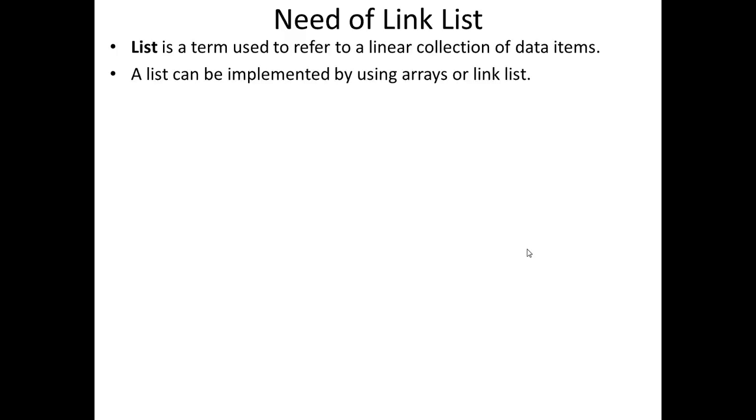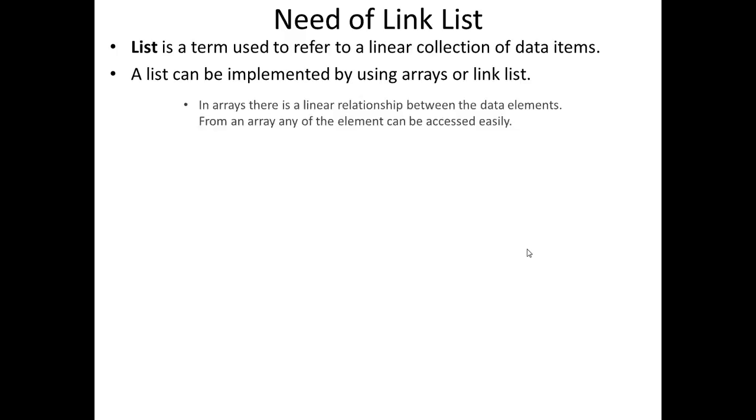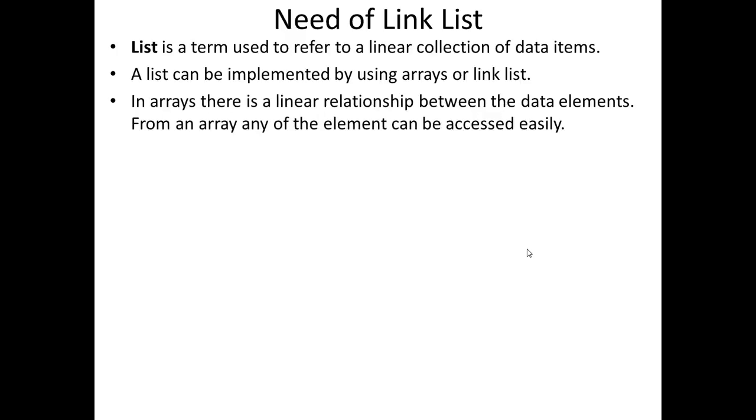A list can be implemented by using an array or a linked list, both. An array can be used to store the sequence of your roll numbers. An array can also be used to make a list of your shopping; a shopping list can be maintained with the help of an array. You already know that. But the same thing can be done with a linked list also. In arrays, there is a linear relationship between the data elements, meaning one data element will follow another. From an array, any element can be accessed easily. For example, if you want to access the fourth element in the array, you can very well access it by using a[4].